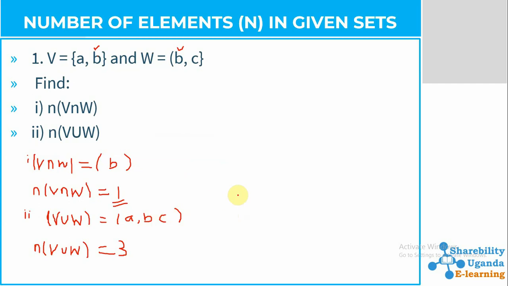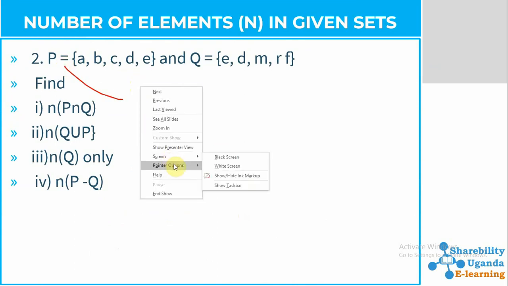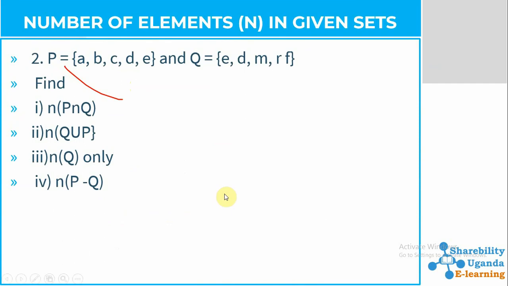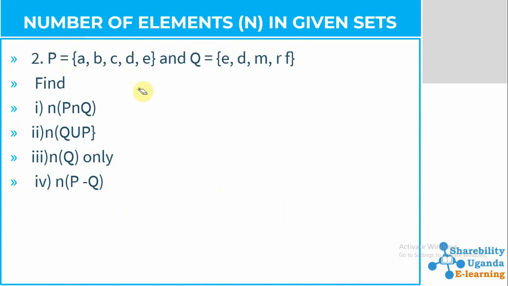So let's proceed to our next number, which is 2. In this number we have been given our set P. Our set P is equal to A, B, C, D, E, and our set Q is E, D, M, R, F. Those are the members that have been given in both sets.